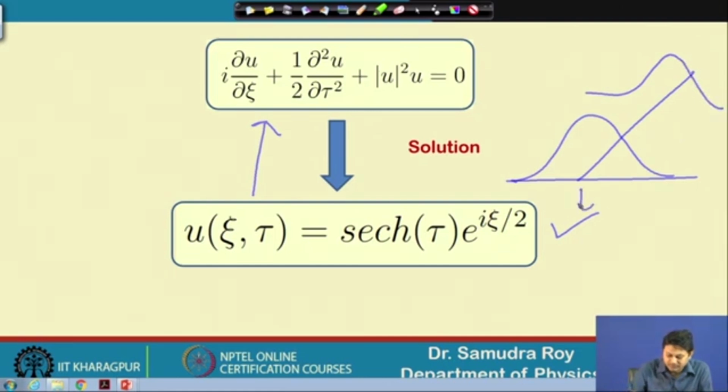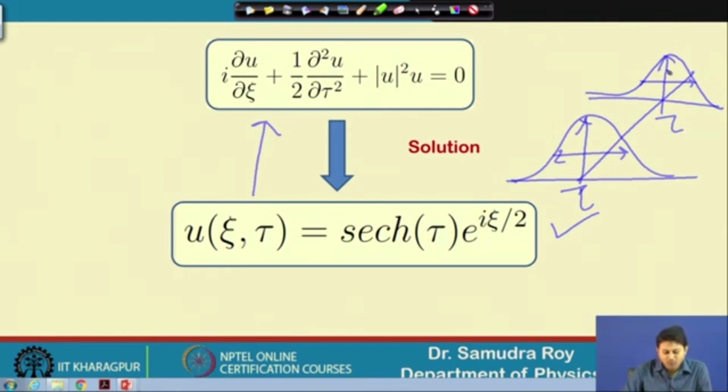So, if this is tau, this is tau. So, the shape will be something like this: the width is not going to change, the amplitude is not going to change. That means the pulse shape will remain conserved. So, this is the typical solution of an optical soliton, and you should note that the typical solution is of the form sec hyperbolic tau.